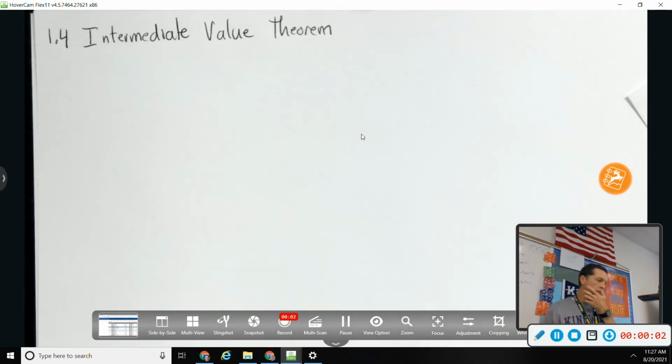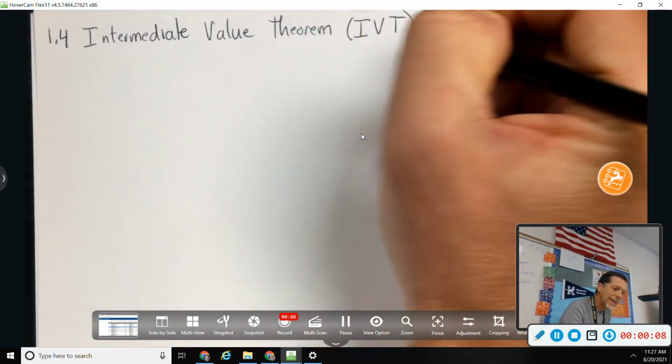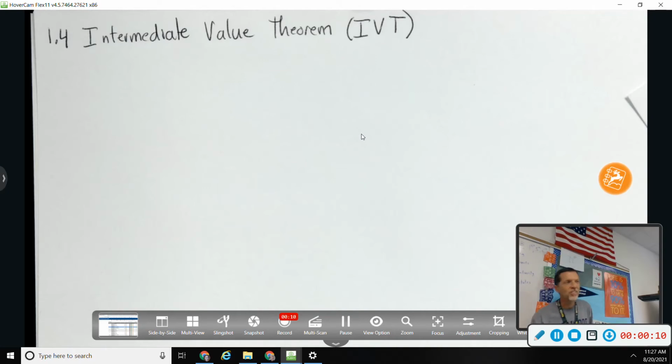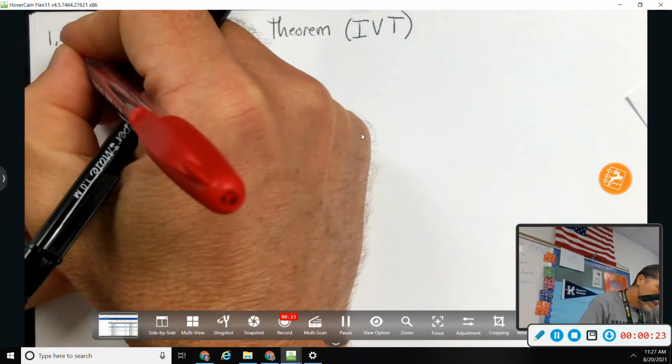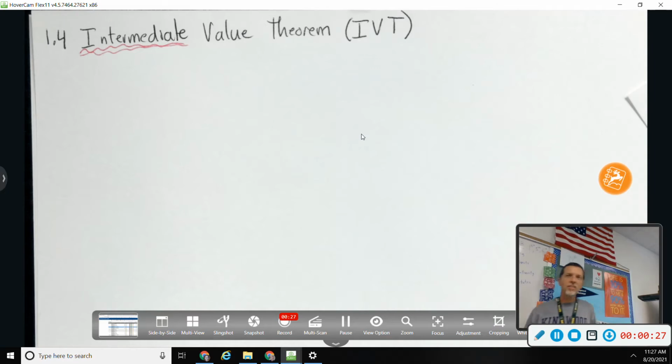The intermediate value theorem, section 1.4, can be abbreviated as IVT. That's one of those abbreviations that the AP College Board will acknowledge. So when you reference this, you can say IVT, and they'll know what you mean. The intermediate value theorem. The most important word in there is intermediate, because that's going to be the key to this theorem.